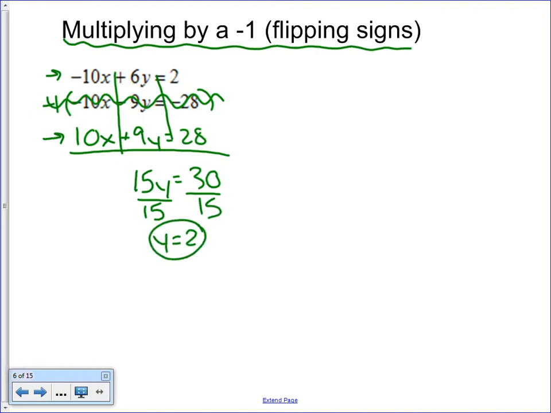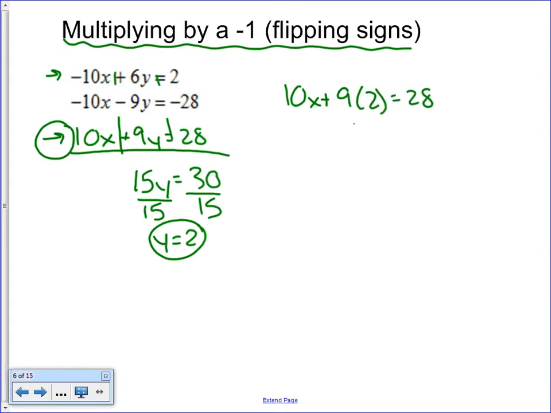So y equals 2. Going back to one of the equations, you can use the one that's scribbled out if you really want to. Just plug in 2 with whatever one you want to use. Again, use the easiest one. Just make your life easy. Looks like this one might be the easiest one to work with. So 10x plus 9 times 2 equals 28. Okay, 9 times 2 will give me 18. And I have a 10x out front here, equals 28.